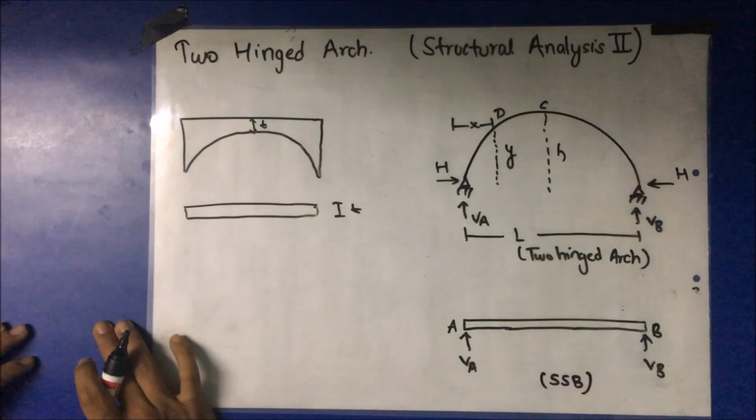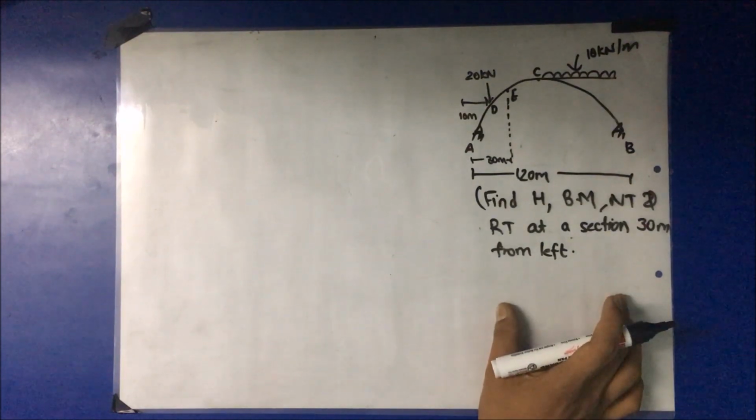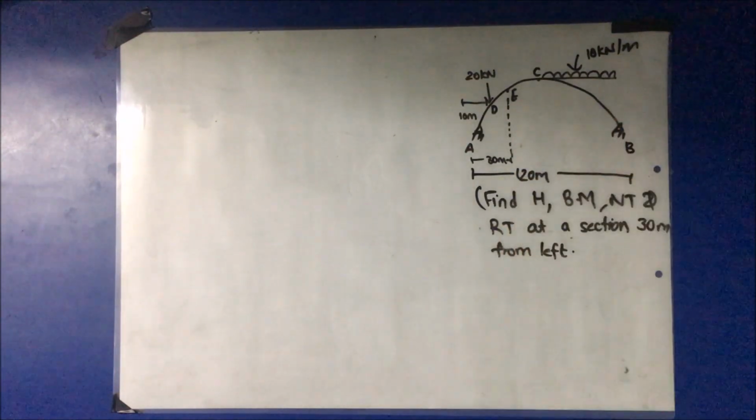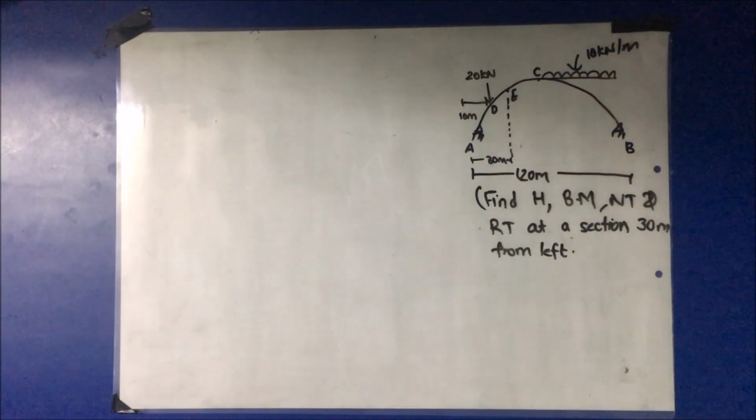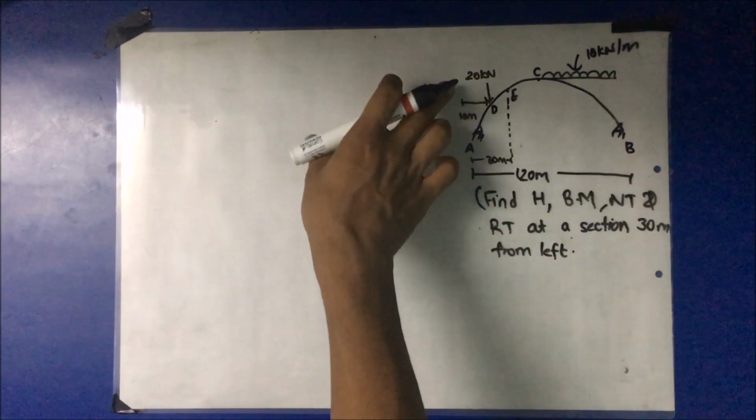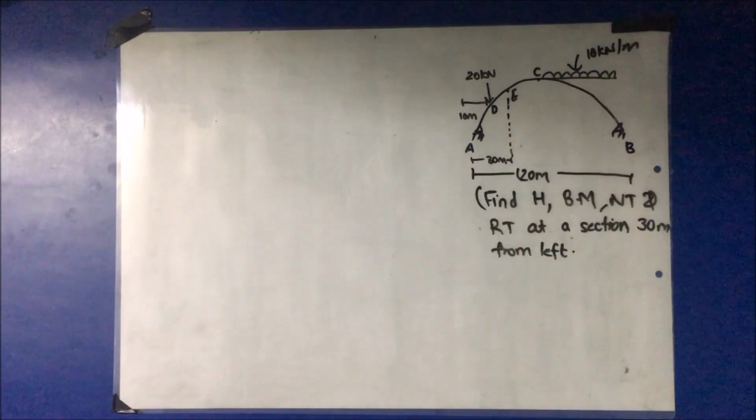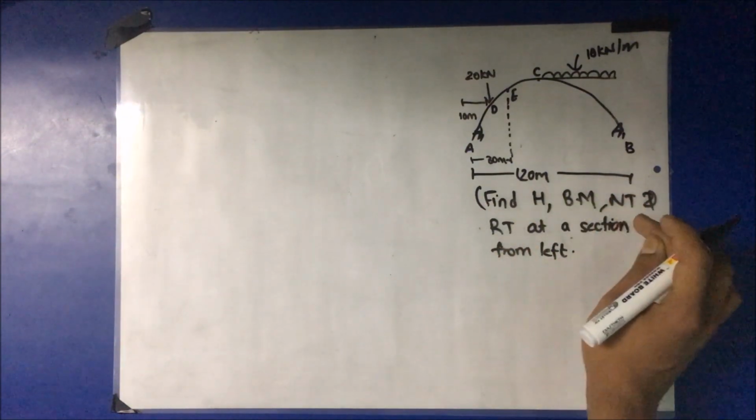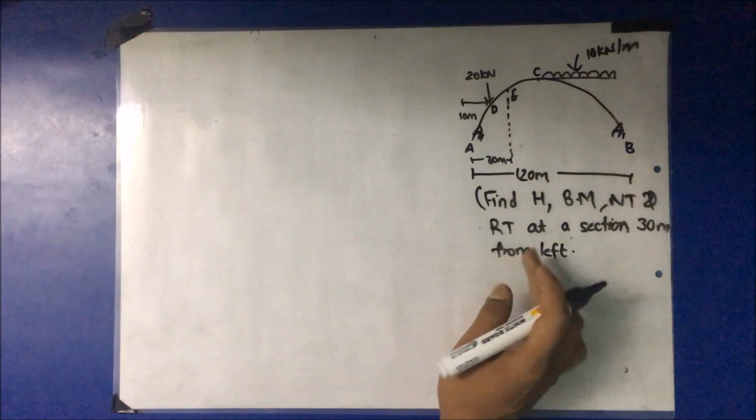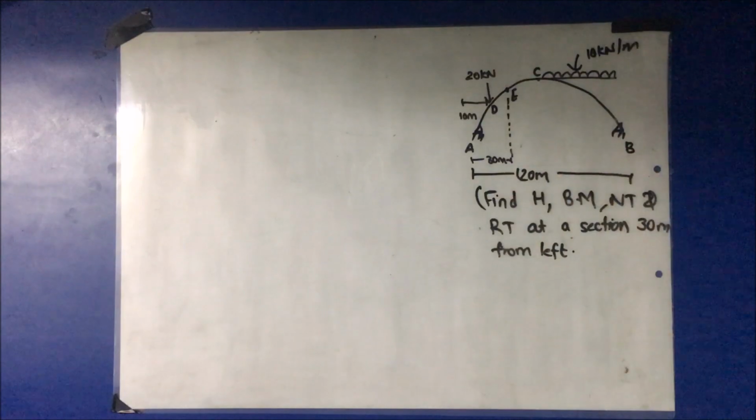Now going into a numerical. In this question, a two hinged parabolic arch is provided with the right portion loaded with a UDL of 10 kilonewton per meter and a point load of 20 kilonewton at 10 meter from the left support, as shown in the figure. We are asked to find horizontal thrust, bending moment, normal thrust and radial thrust at a section 30 meter from left. So at point E we are asked to find the various parameters.